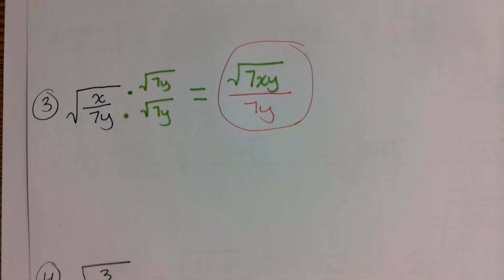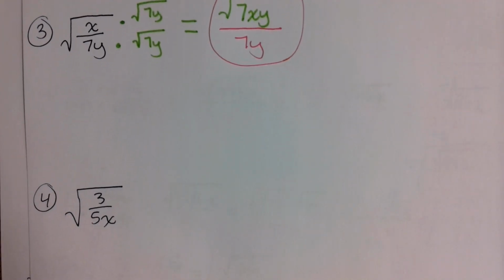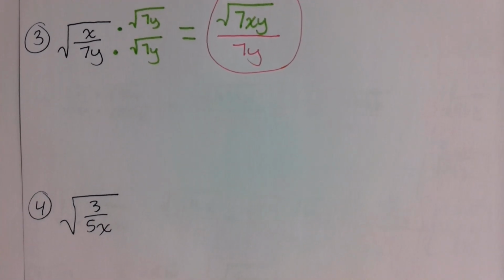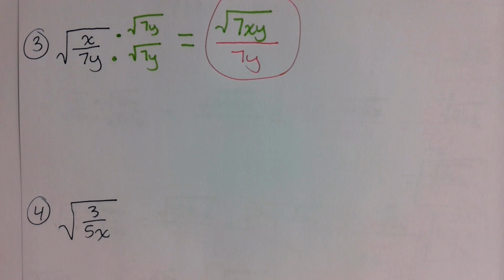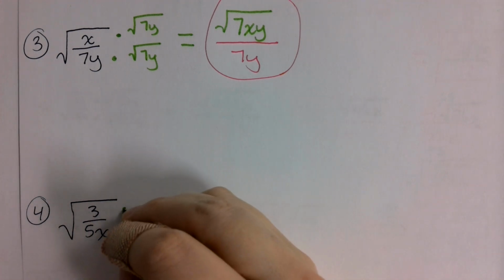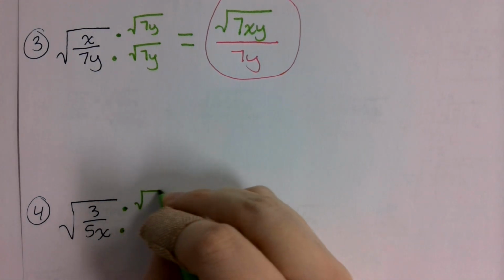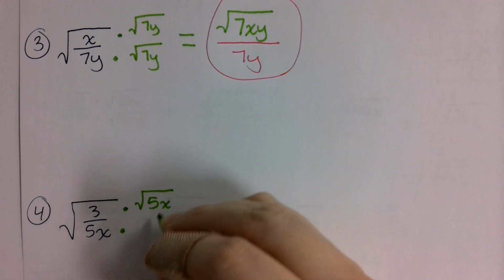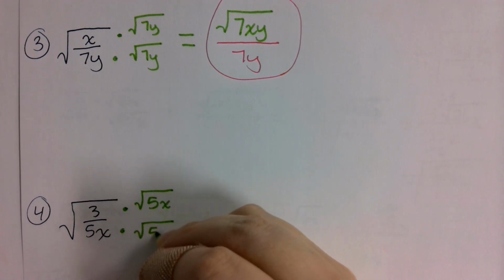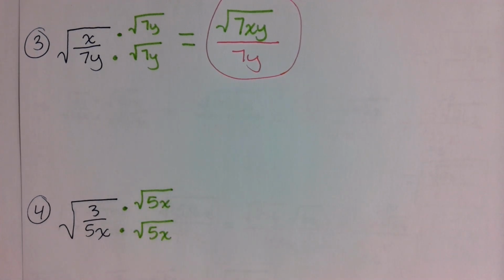Okay. Number 4. We have the square root of 3 over 5x. Can we simplify? Yes or no? No, can't simplify, so we're just going to multiply. What are we going to multiply both by? Not just 5x, square root of 5x. You're going to multiply by the square root of 5x, or radical 5x.